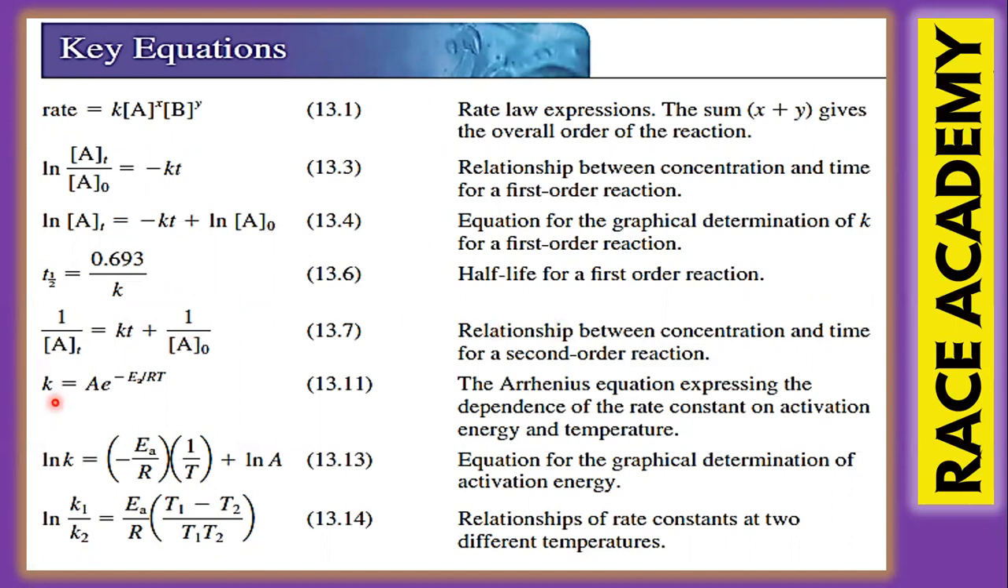Come to the Arrhenius expression: K is equal to A to the power of minus Ea by RT, which expresses the dependence of the rate constant on activation energy and temperature. The other one is the logarithmic form of the Arrhenius equation with only one temperature used: ln K is equal to minus Ea by R into 1 by T plus ln A. That is the equation for graphical determination of activation energy. Using this one also we have calculated the activation energy. And one more equation: ln K2 by K1 is equal to Ea by R into T2 minus T1 by T1 T2, which is the relationship of rate constants at two different temperatures.